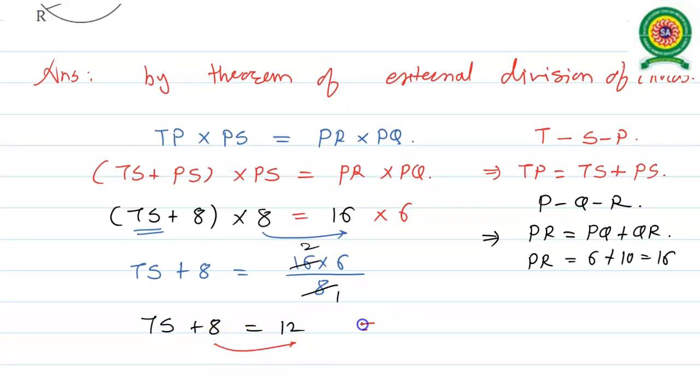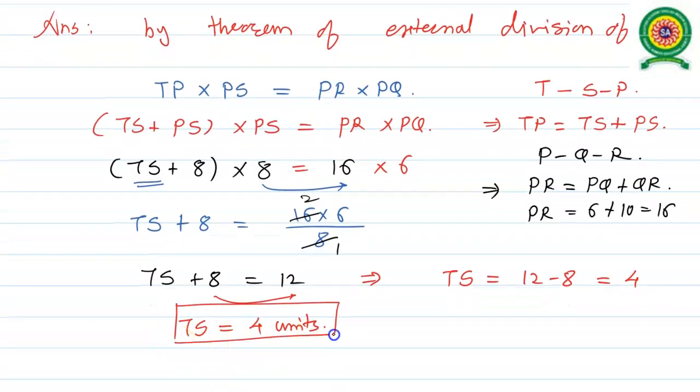Try to shift now the 8. 8 is positive. After shifting it will become negative. And 12 minus 8, we have 4. So the value of TS is 4 units. And hence we have here our fourth question.